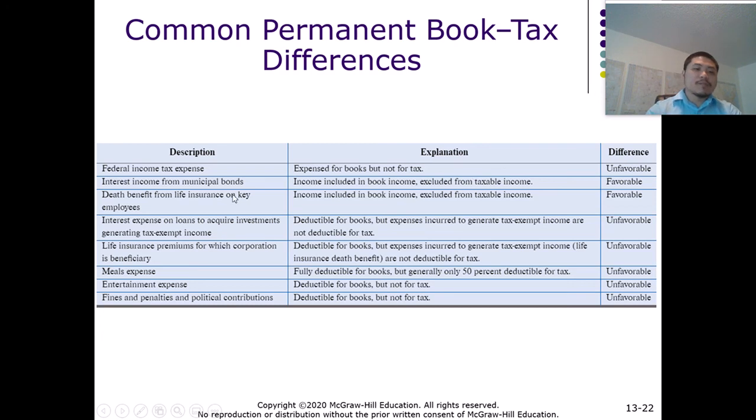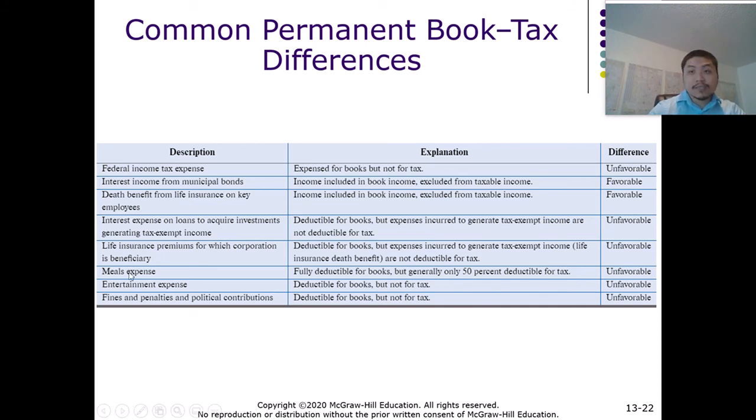Interest income from municipal bonds, we just talked about, is going to be a favorable book tax difference. And there's a lot of other stuff. For example, death benefit from life insurance on key employees, and interest expense on a loan to acquire an investment generating tax exempt income. We talked about this two or three chapters ago.